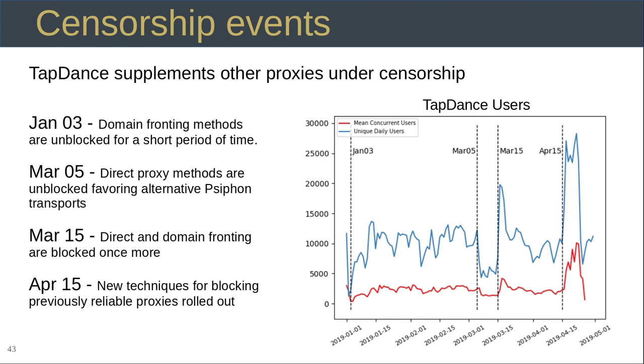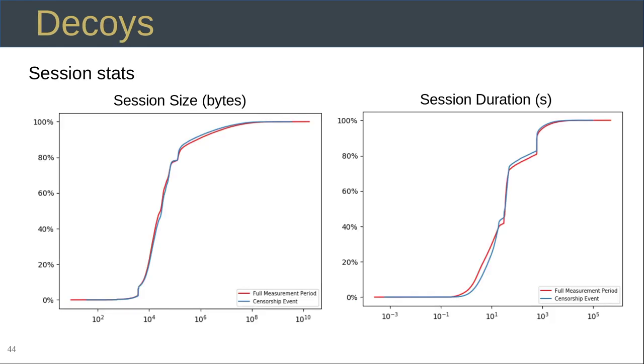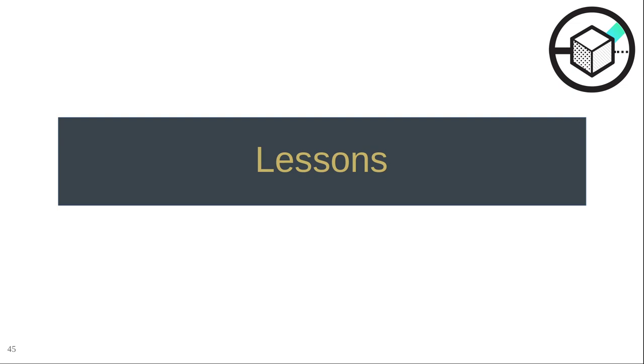Would you expect to see a difference in the traffic just because of the number of users that showed up? It turns out that not really. Tap Dance supported this surge in the number of users without a significant change in the session size or the session duration. So without degrading service, we're able to keep these users online in the event of a novel censorship strategy. So, some lessons that we learned from this.